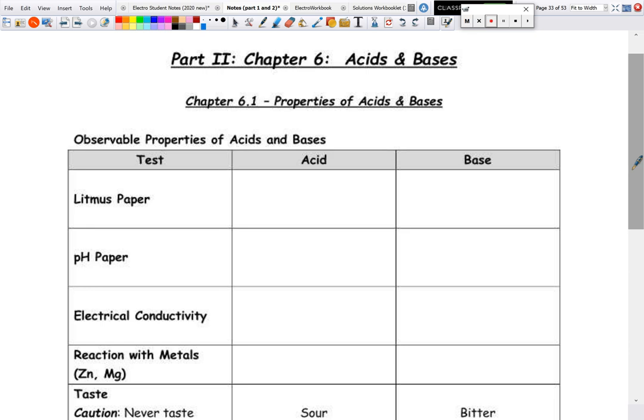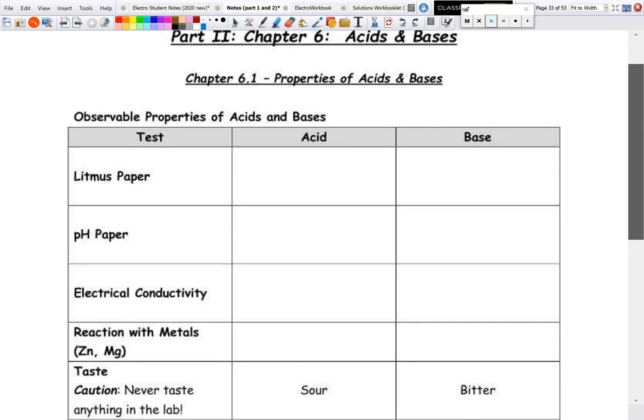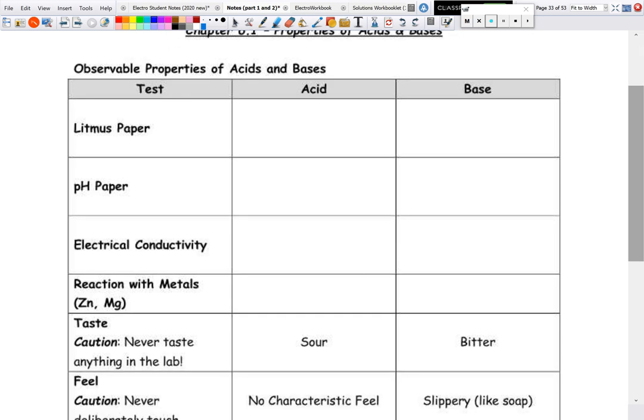All right, welcome back. So today we are going to start our second portion of our solutions unit, and this is looking at properties of acids and bases. A lot of this stuff is kind of a repeat of things that you would have had in previous science courses, specifically with a lot of these observable properties of acids and bases. So we'll just kind of hammer out some of these here.